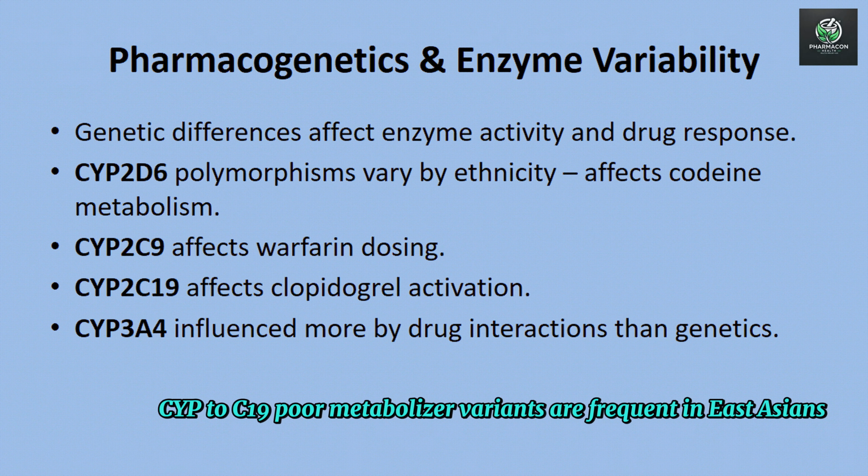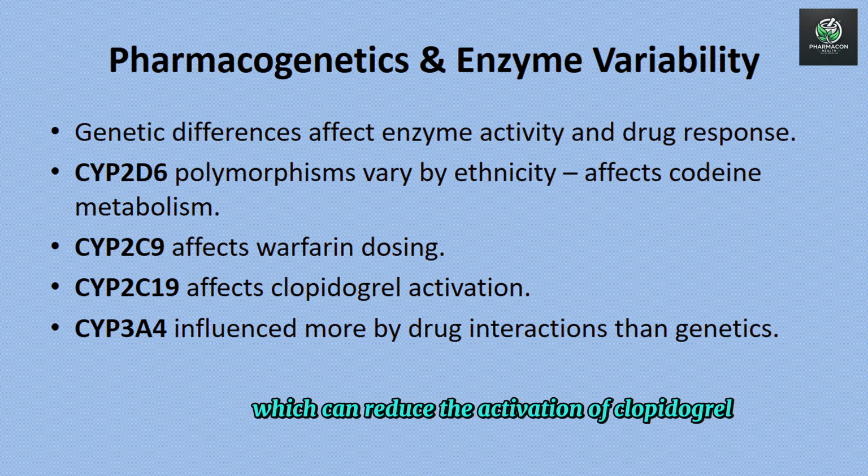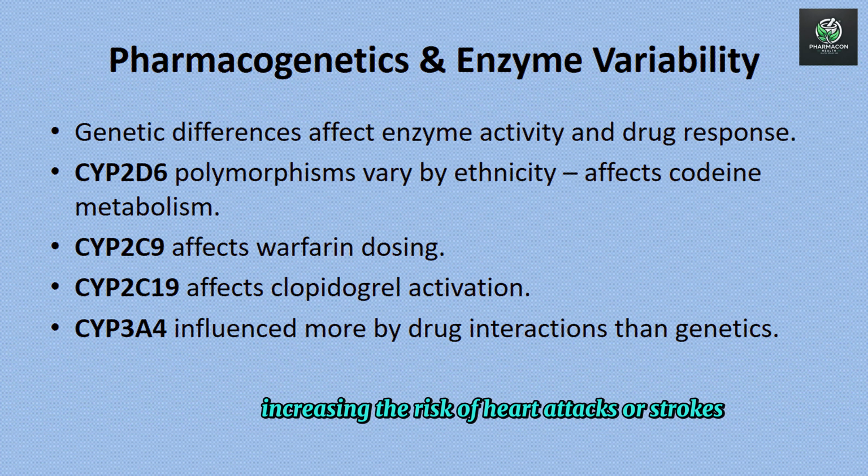CYP2C19 poor metabolizer variants are frequent in East Asians, which can reduce the activation of clopidogrel, increasing the risk of heart attacks or strokes.